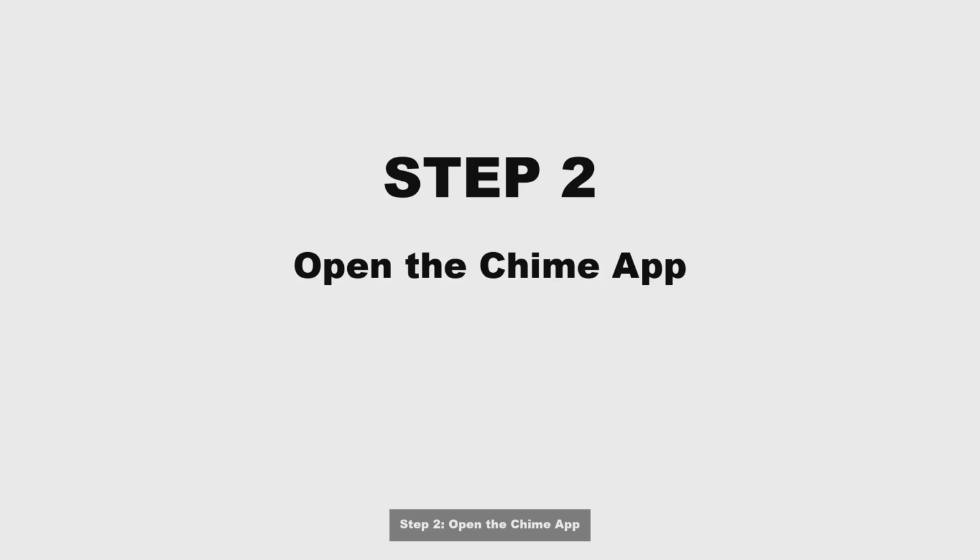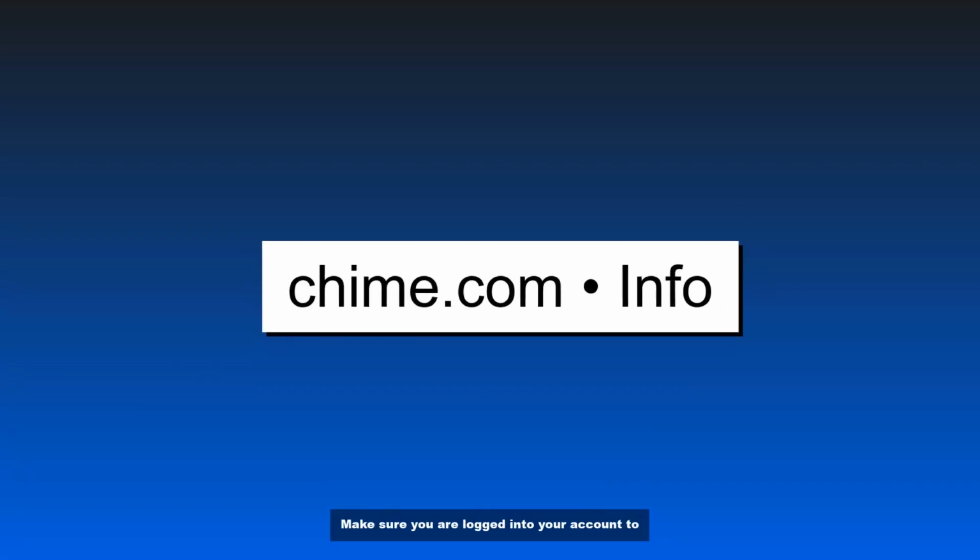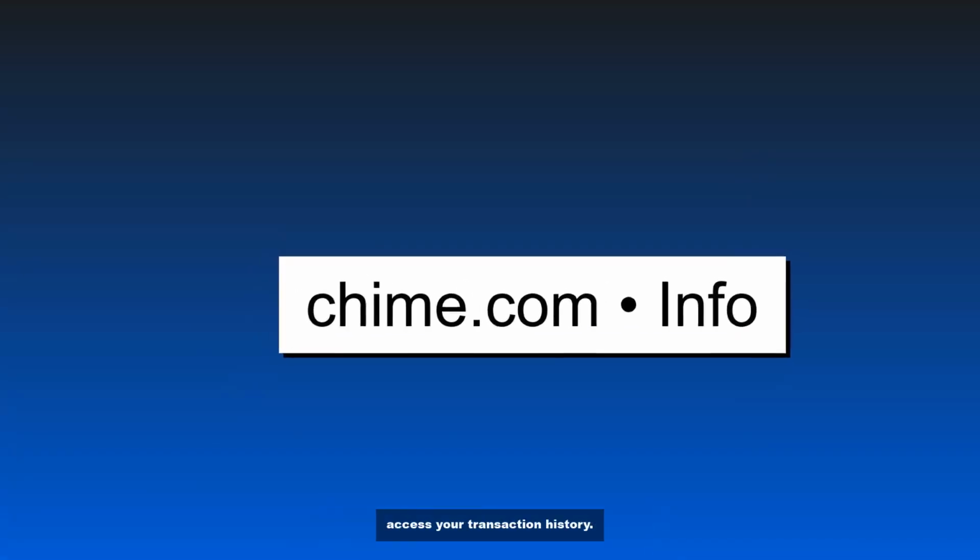Step 2. Open the Chime app. Launch the Chime mobile app on your device. Make sure you are logged into your account to access your transaction history.